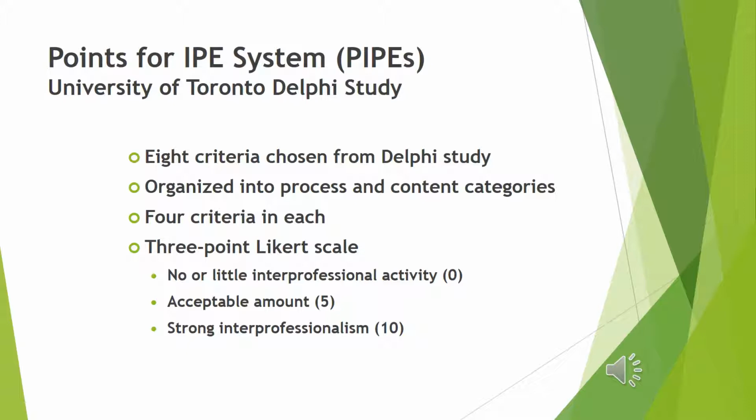This Delphi study identified 8 criteria for PIPES. The Delphi group organized this content into 2 categories, process and content. There were 4 criteria identified within process and 4 criteria identified within content. Criteria were measured using a Likert scale. The Likert scale was 0, 5, and 10, used to identify the points associated with particular courses that were offered. So within each section, courses offered little or no IPE activity, an acceptable amount, or strong interprofessionalism.